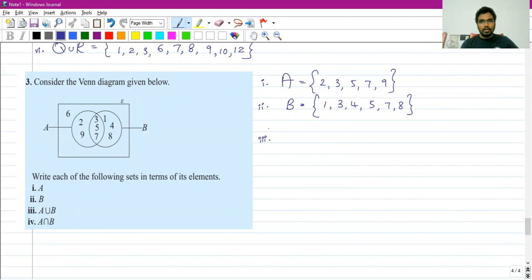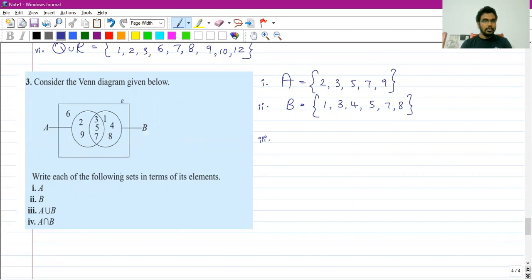So it is better if you can use this Venn diagram, because when you go for the exam, mostly they do not ask these two as the first two questions. They will directly ask A union B. So it is better if you can take it through this Venn diagram.